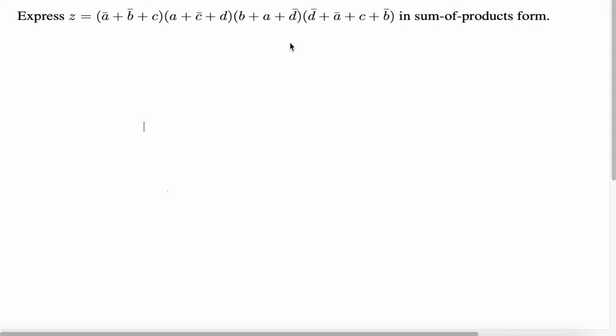But if it's 5 letters or more, that means we have to use algebraic rules to try and find the sum of products form, which is a bit more difficult.